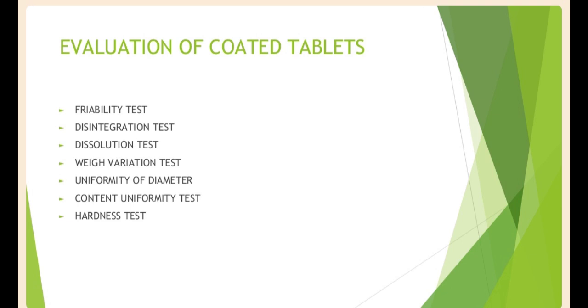First, friability test. The friability of sugar coating is determined by dropping the tablet from a specified distance and observing whether any coating material is removed from the tablet. Next one, disintegration test. The method is similar to uncoated tablets, but the disintegration time for coated tablets is 1 hour. Next, dissolution test. The method is similar to uncoated tablets.